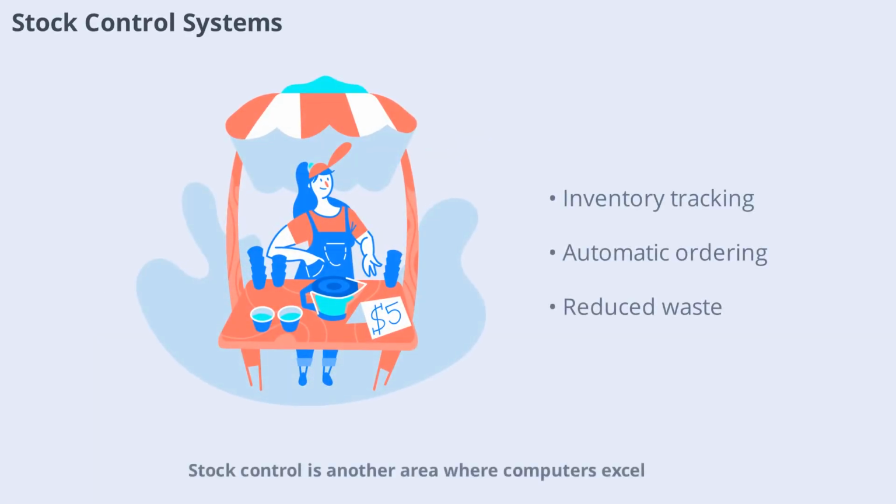Stock control is another area where computers excel. Computerized stock control systems keep track of inventory levels and can automatically order replacement items when needed. This automation ensures that businesses always have the right amount of stock on hand, reducing waste and improving customer satisfaction.